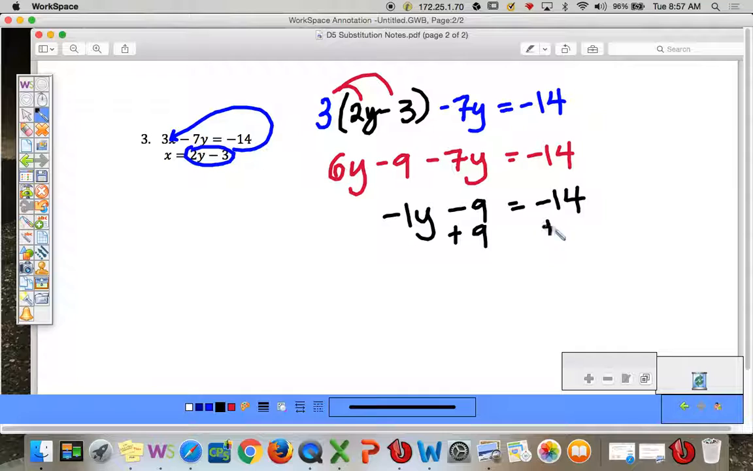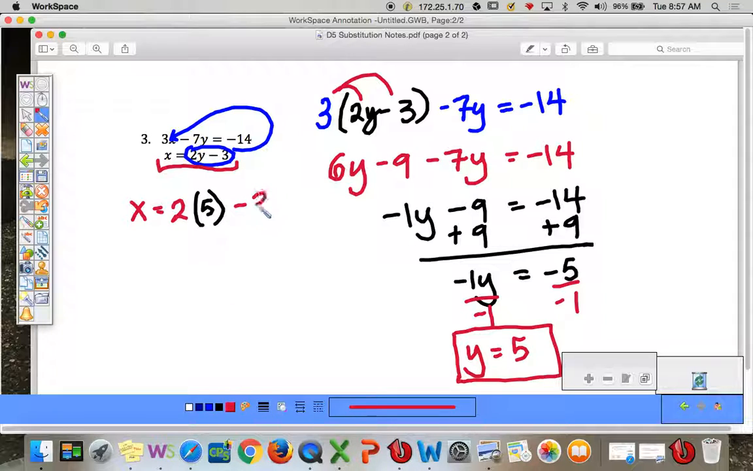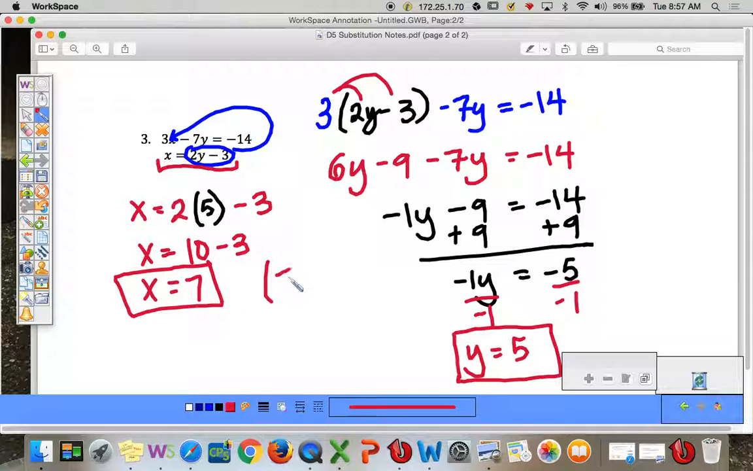So we have 6y minus 7y, that's negative 1y, minus 9 equals negative 14. Let's add 9 to each side. We get negative 1y equals negative 5. Let's divide each side by negative 1. So we have the y value, y equals 5. But again, we want to know where these two lines cross. We need the x value. So plug into your equation where x is already by itself. x equals 2 times y, but y is 5, so let's plug that in. Minus 3, and solve for x. So x equals 10 minus 3, so x equals 7. So these two lines cross at 7, 5.